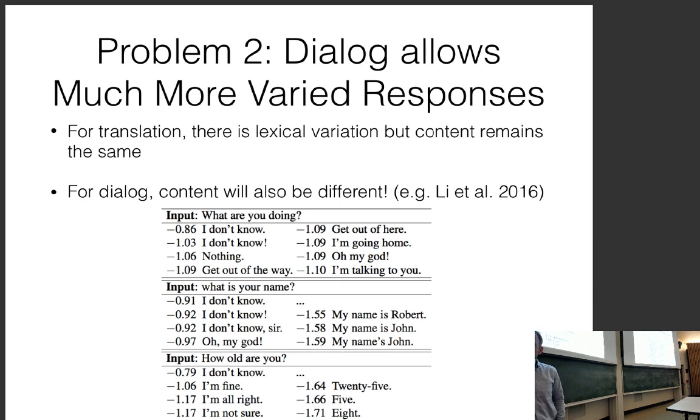So there's a really nice example in a paper by Jiwei Li that says, what are you doing? And there's lots and lots of different possible responses that you could give for this. But unfortunately, if you look at the top responses according to a regular trained dialogue model, the answer is, I don't know, nothing.